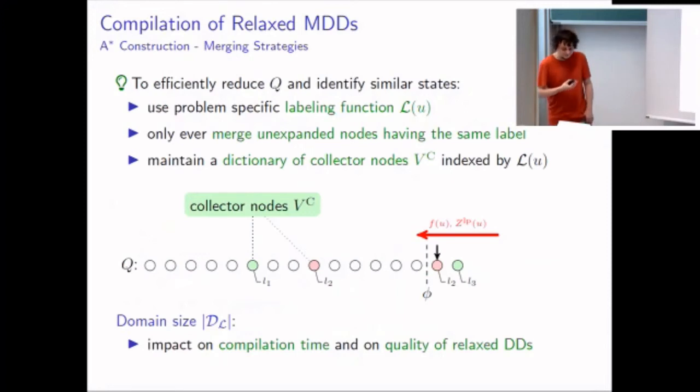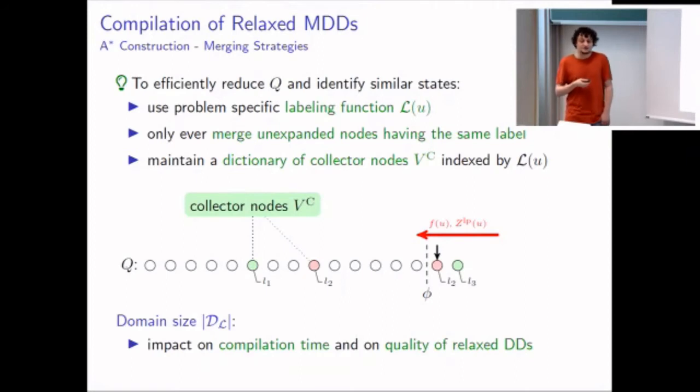Okay, so as I said, as soon as we exceed the size of the open list by this threshold value β, we start to merge nodes from the open list. And we do this efficiently by using a labeling function L. So the idea is that we label all nodes, and if two nodes have the same label, then we consider them as similar and they may be promising to merge.